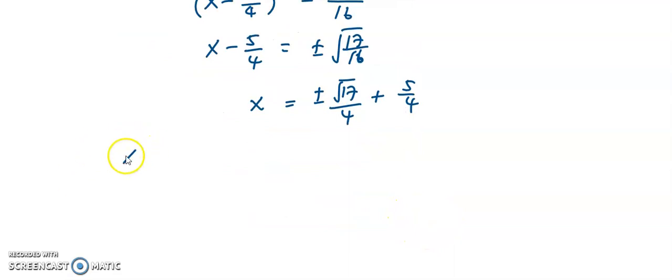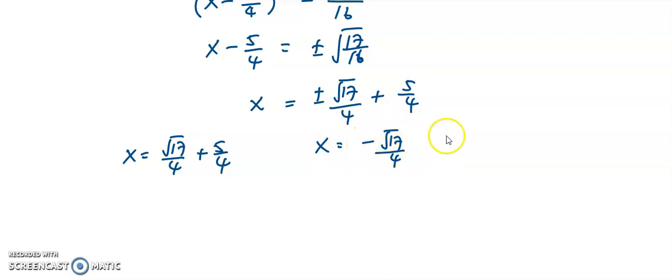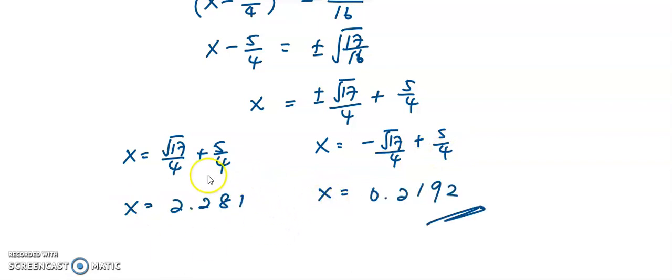Okay, so you got two solutions. The first solution is positive square root of 17 over 4 plus 5 over 4. And the next solution is negative square root of 17 over 4 plus 5 over 4. Then you always can convert your answer in the decimal form. With the calculator's help, I got this answer, and this is the last example.